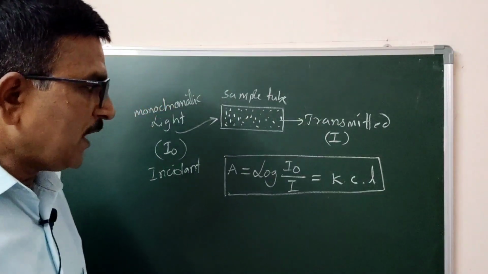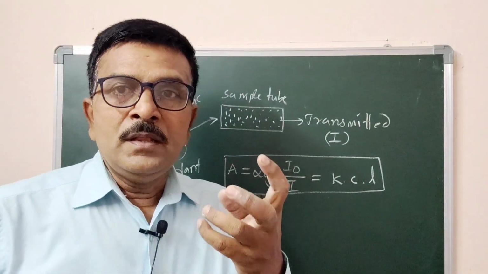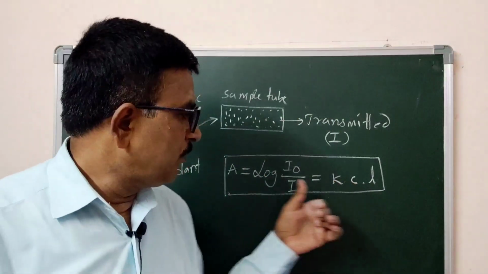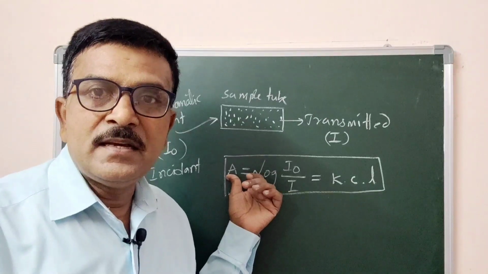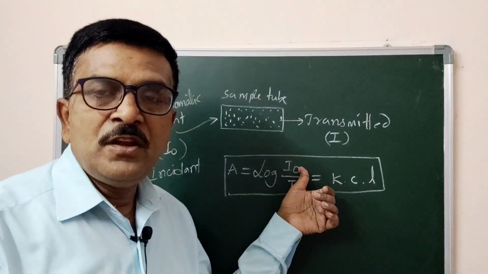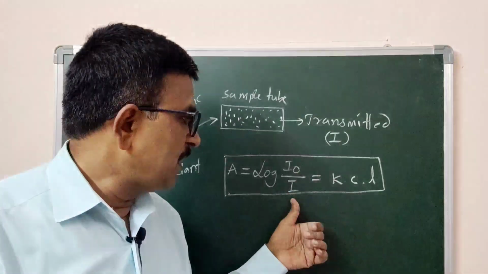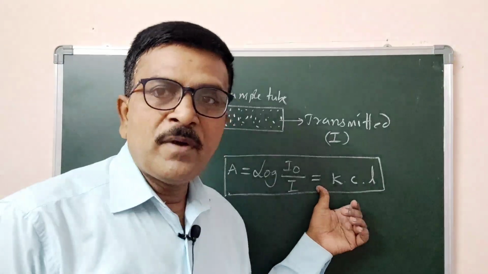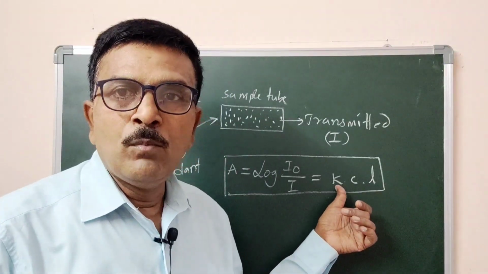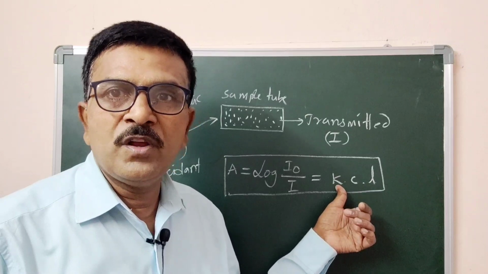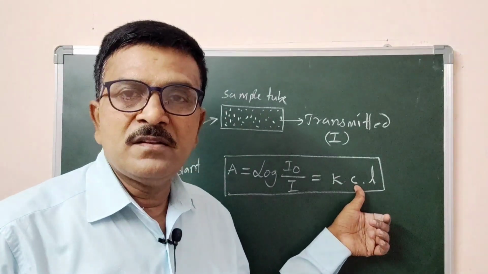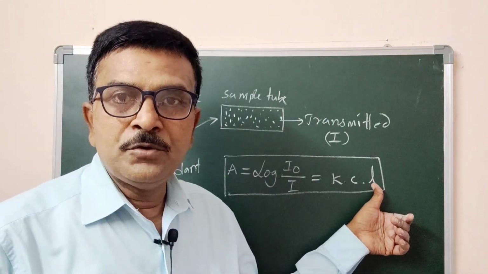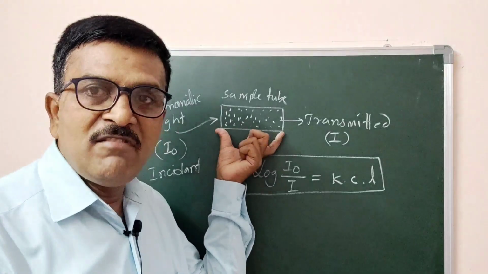K into C into L, that is, the absorption is maximum under higher concentration. Now here A is optical density, the absorption, I0 is the intensity of incident radiation, I is the intensity of transmitted radiation. It is further summarized as K stands for molar extinction coefficient, absorption coefficient. C will be the concentration of this sample solution, L will be the length of the sample tube, the path length. This is the length, L value.